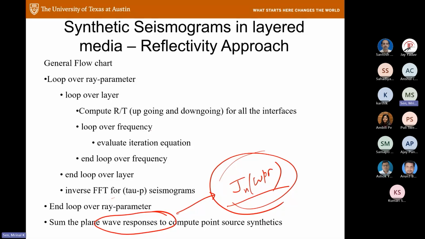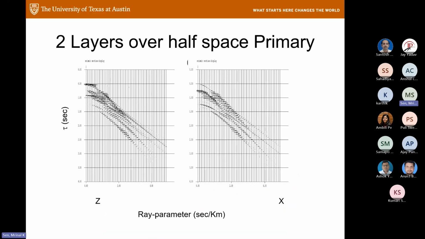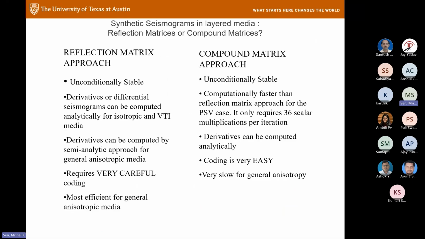So yeah, this is basically your algorithm. And another thing is that this is not very expensive, but each ray parameter calculation is independent of each other. So you can do this in a parallel mode. You can have different CPUs running different calculations. You don't need that for the isotropic case, but for the anisotropic case you do, to make it faster. So this is what VTI looks like. And finally, we have this reflection coefficient matrix, compound matrix. I just wanted to remind you of this. So that concludes this talk.